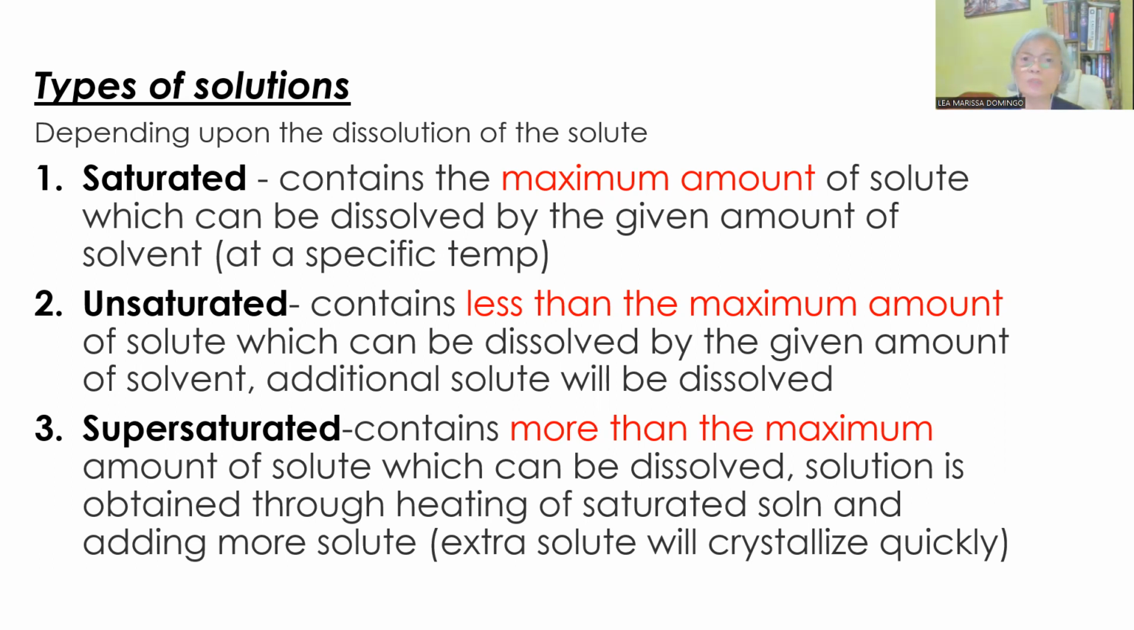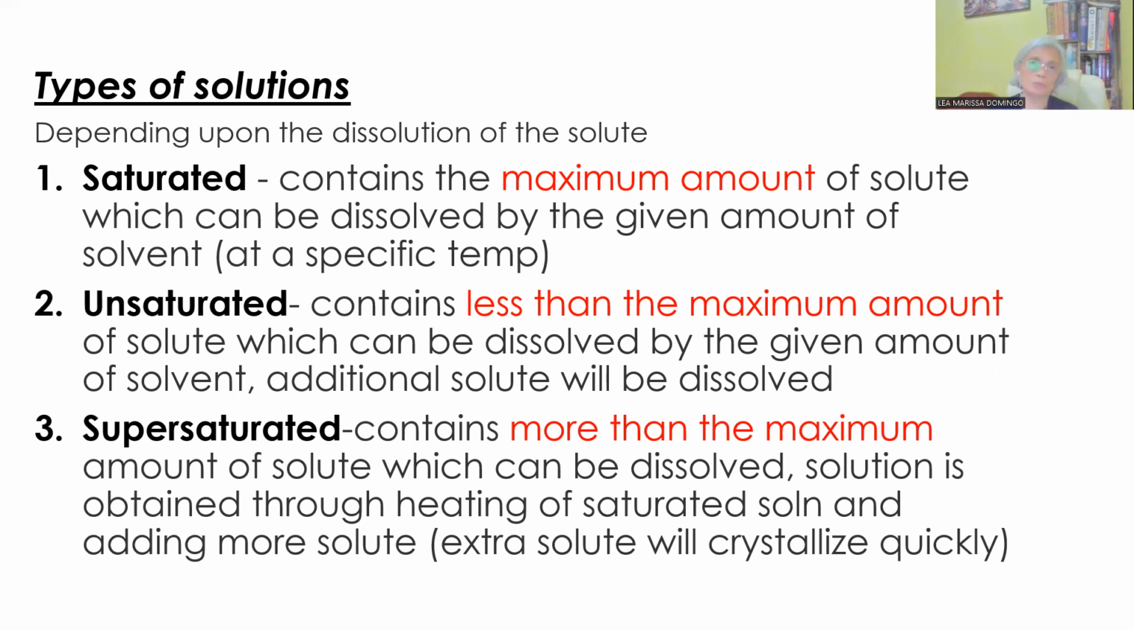So if the solution contains the maximum amount of solute, which can be dissolved by the given amount of solvent at a specific temperature, then we have a saturated solution. If the solution, on the other hand, contains less than the maximum amount of solute, we have an unsaturated solution. And because it contains less than the maximum amount, additional solute can still be dissolved. Then we have a supersaturated solution, one which contains more than the maximum amount of solute, which can be dissolved.